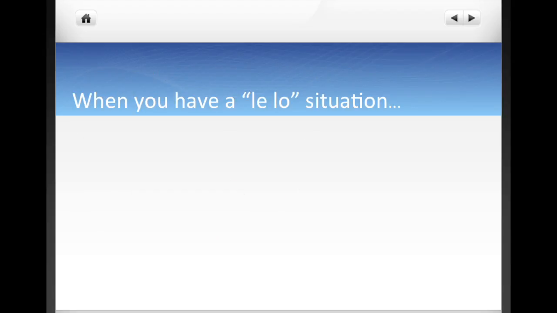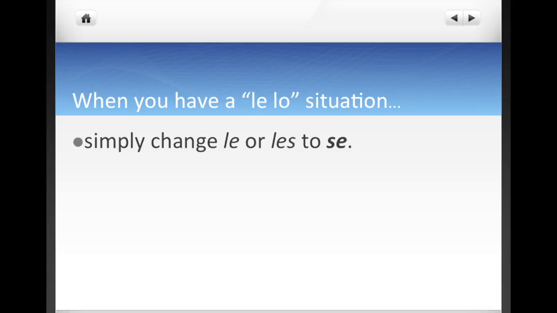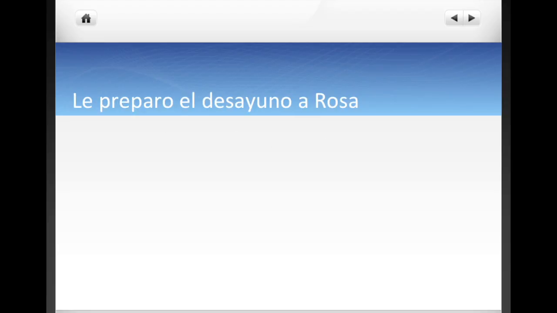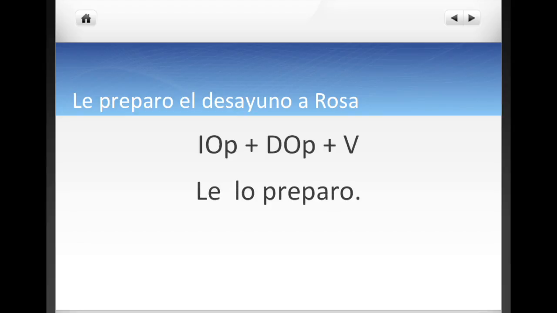So when you have a lay-lo situation, what are your options? Let's take a look. Simply change le or les to se. Here's our sentence. Le preparo el desayuno a Rosa. I've got my grouping, my formula, which is indirect object pronoun, then the direct object pronoun, then my conjugated verb. Written incorrectly, it's le lo preparo. Well, I changed le to se, and I end up with se lo preparo. That's correct.